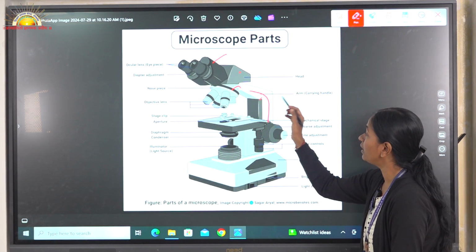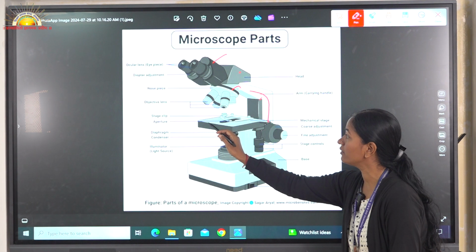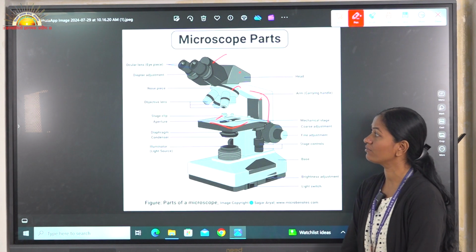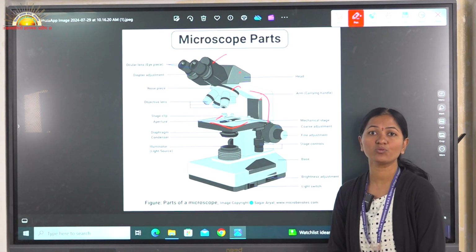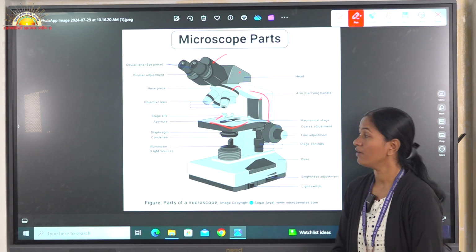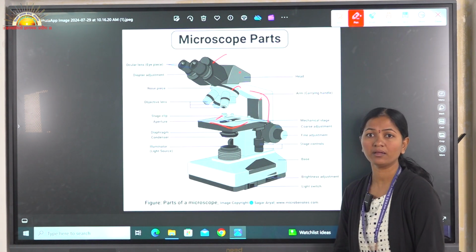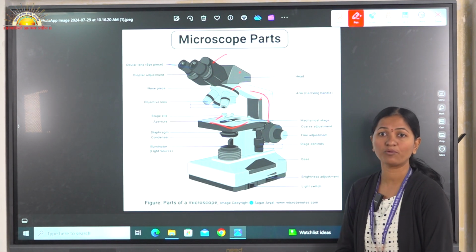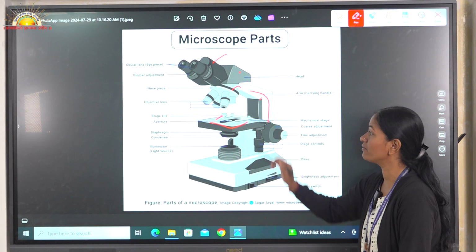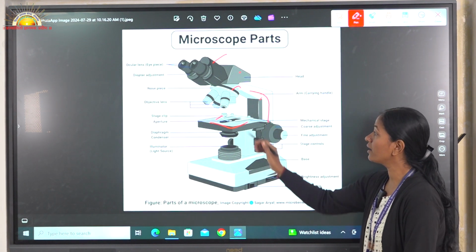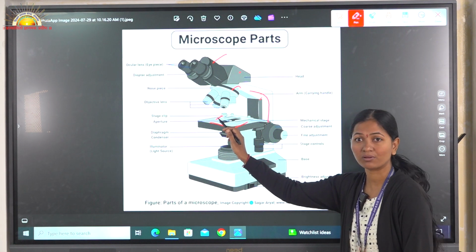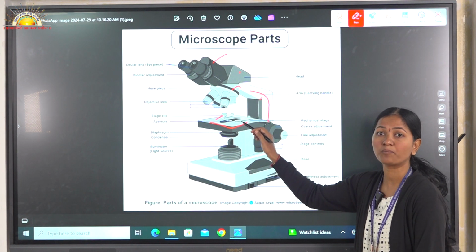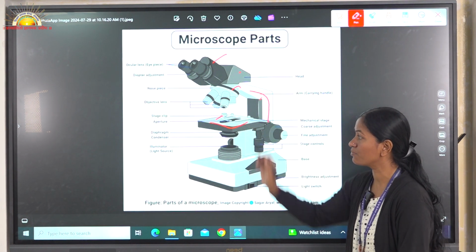Next, after the arm, we see the mechanical stage. It is incorporated with stage clips. The mechanical stage is used for holding your specimen. Whenever we do any staining, culture, or preparation of a smear, the thing you have to observe must be placed on this mechanical stage. The stage clips hold the slide and specimen in the proper position.